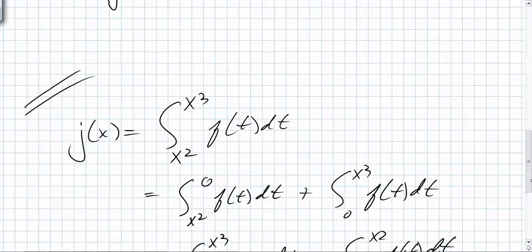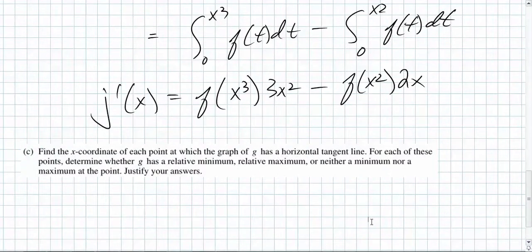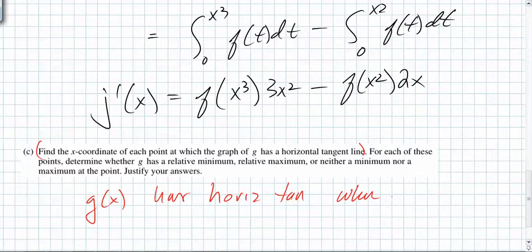So that's your side notes. Let's go back to the question. Find the x-coordinate of each point at which the graph of g has a horizontal tangent. Let's do that first. So you have g of x. When does g of x have a horizontal tangent? When the derivative equals 0, when g prime of x is equal to 0.